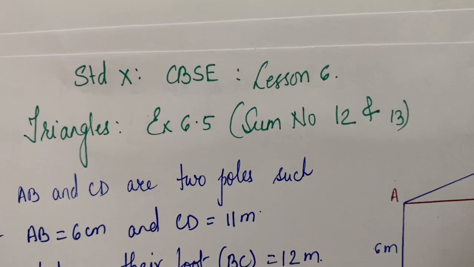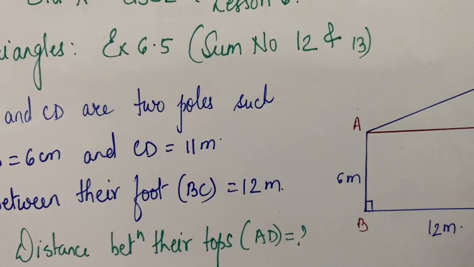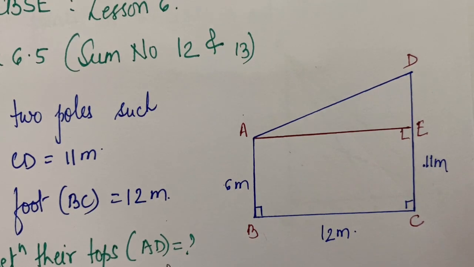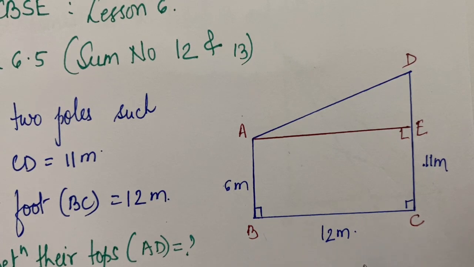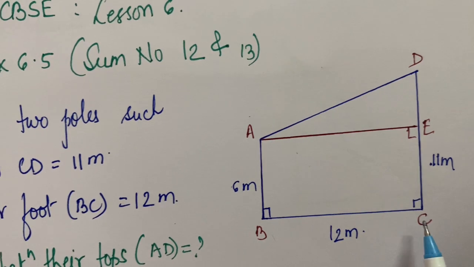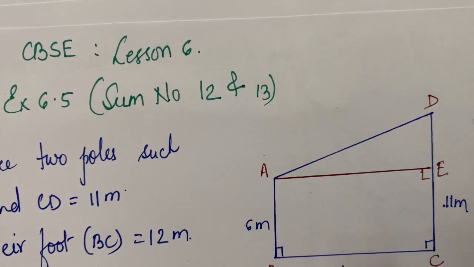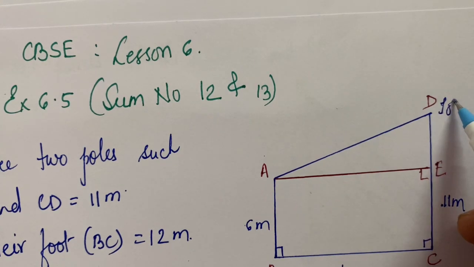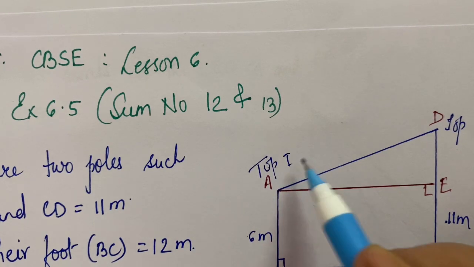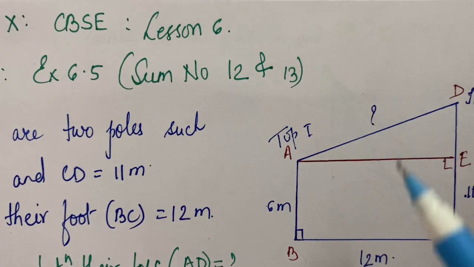Now we take sum number 12 from exercise 6.5, which says that there are two poles of height 6 meter and 11 meter facing each other at a distance of 12 meter. The distance between the two poles is 12 meter. You have to find out the distance between the top of the two poles. These are the tops. This is the top of pole 2 and this is the top of pole 1. You have to find out the distance between these two tops.